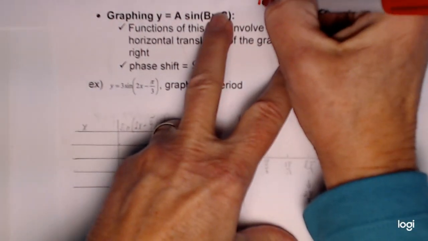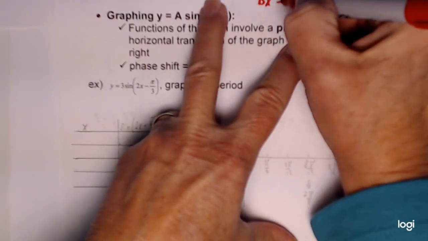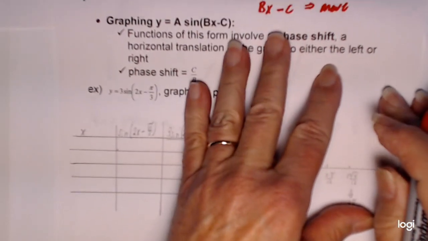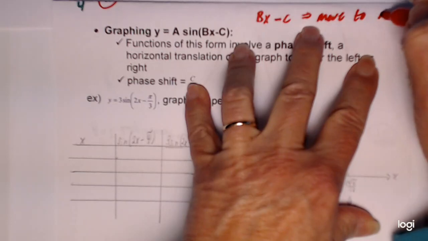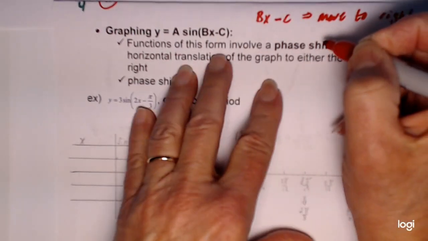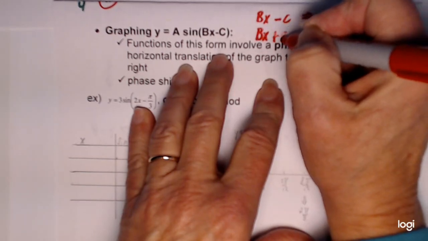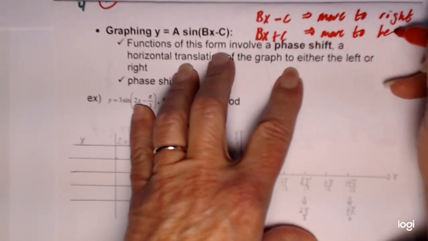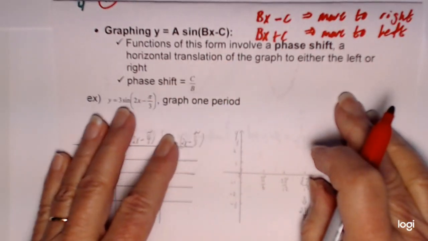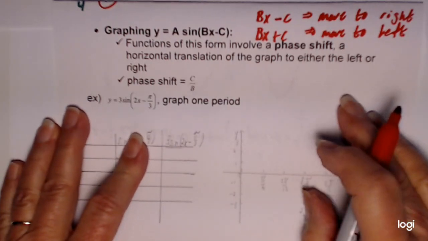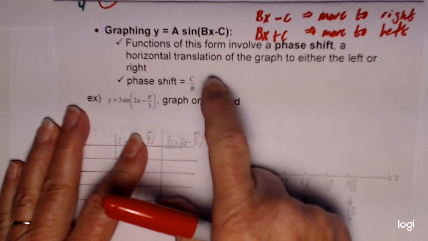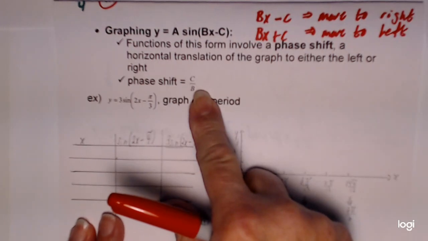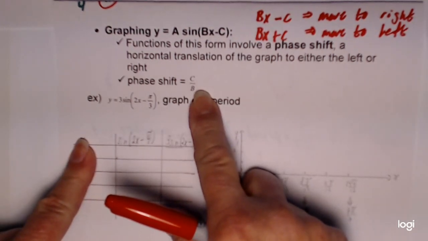So if bx minus c is what we have, then we are going to move to the right. And if what we're looking at is bx with a plus c, a positive number there, then we are going to move to the left. So how we're going to use this c is we're going to make a fraction with it. We're going to take the c and put it over b, and that is going to give us our phase shift information.